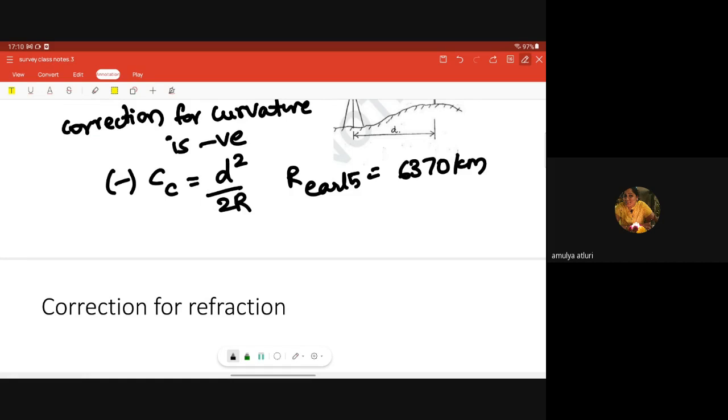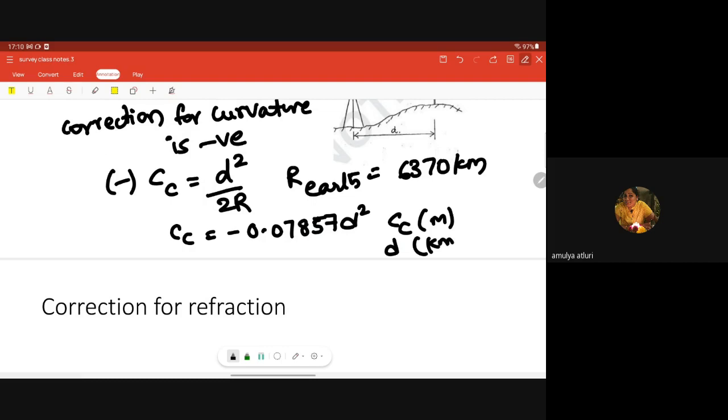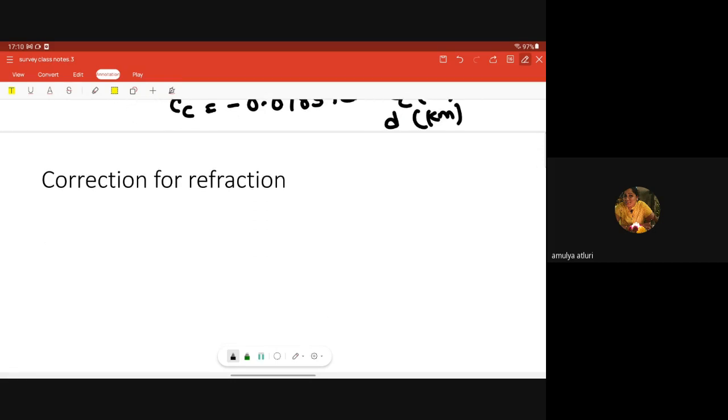So if we consider this r as 6370 and substitute it, then my value is CC is minus 0.07857 d square. Got it? For this formula, CC is in meters and d is in kilometers. Got it? So this is about correction for curvature.